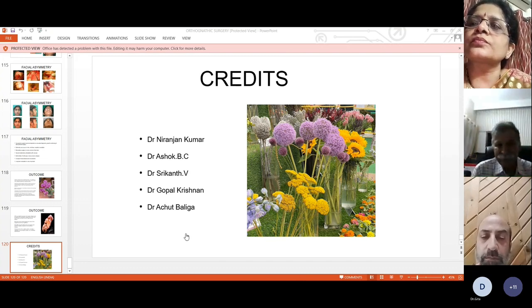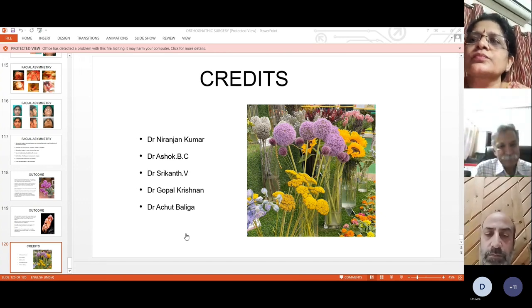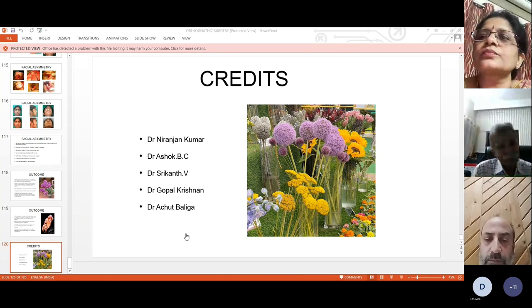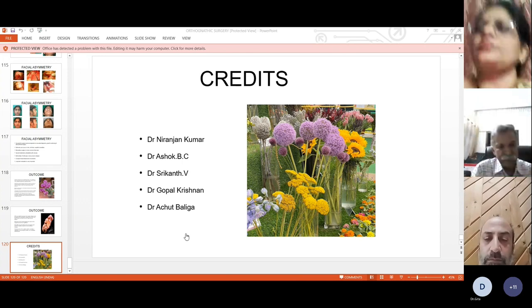A 6 millimeter to 8 millimeter bone graft is not big. You can easily place a wedge there. Yeah, it's not very big. Because otherwise the relapse is very common if you don't do the wedging of the bone graft.